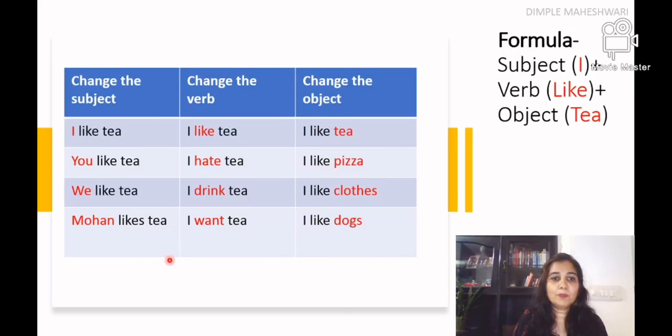So this is a simple exercise to learn to make simple sentences. I hope you understand this and you can make multiple sentences by using subject, verb and object to form simple sentences.